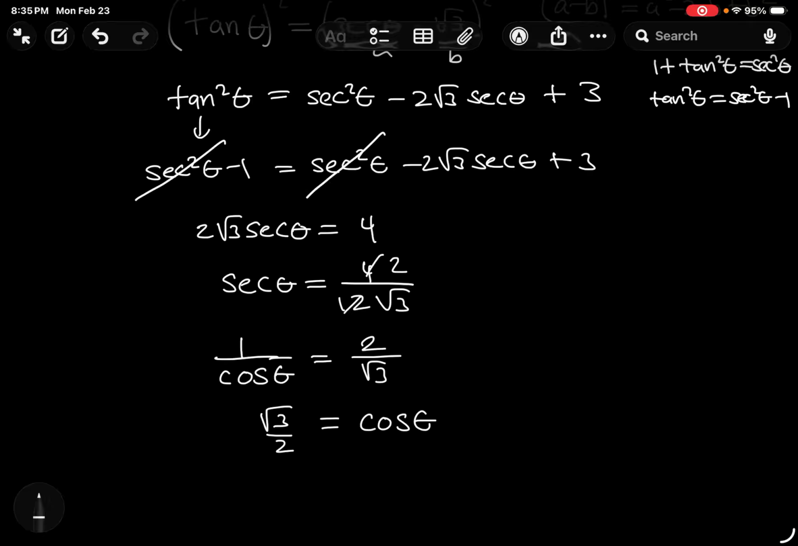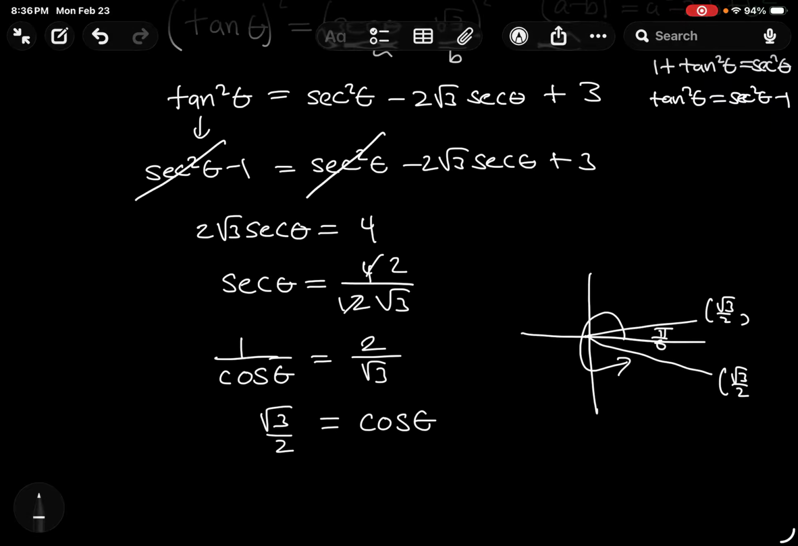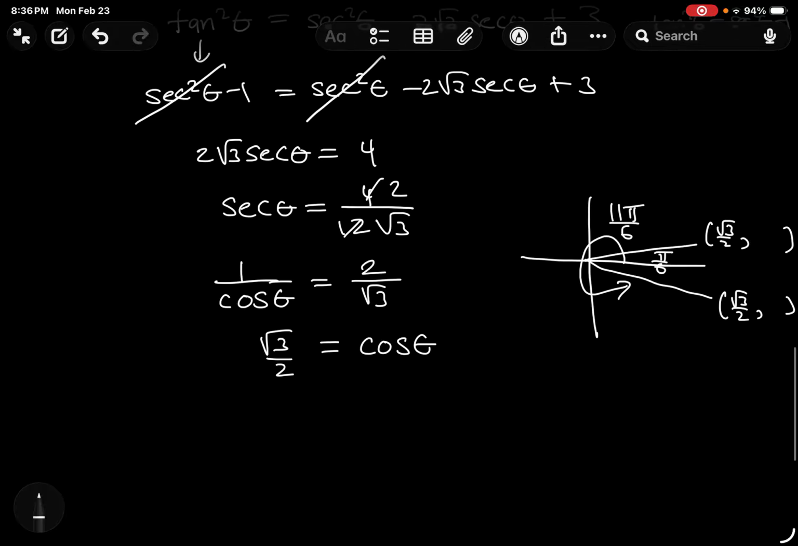All right, so on the unit circle, you could draw it out here. Where's cosine the larger x value? Clearly at pi over 6. This is the larger x value, the 0.86. And it's also positive in quadrant 4, and that angle, of course, is 11 pi over 6. Okay, so from here, it looks like you're done.